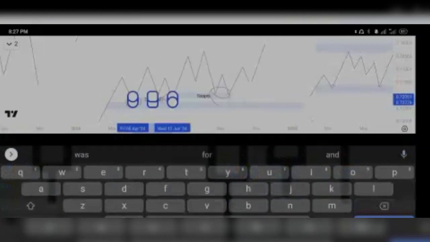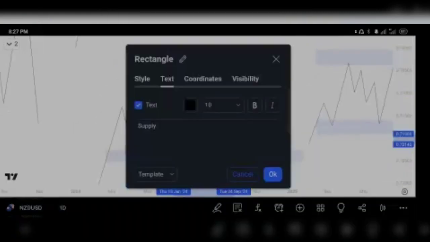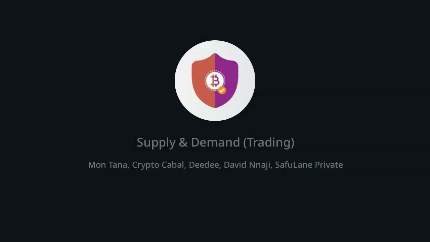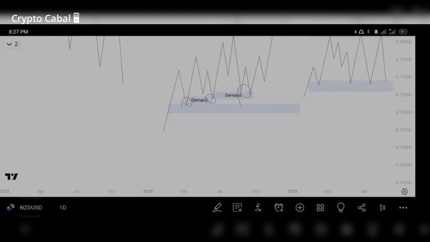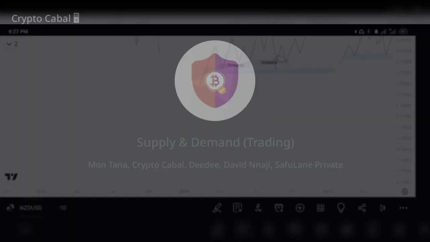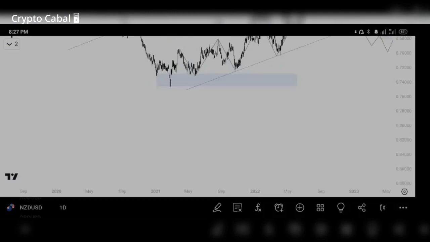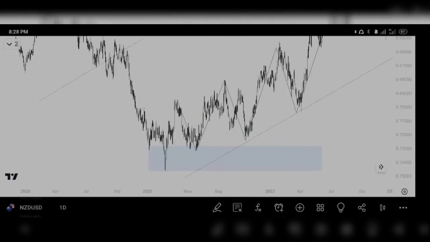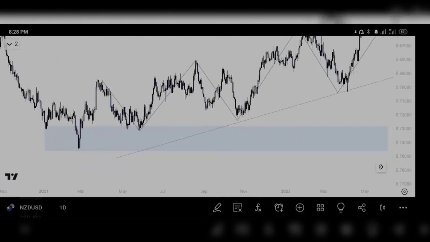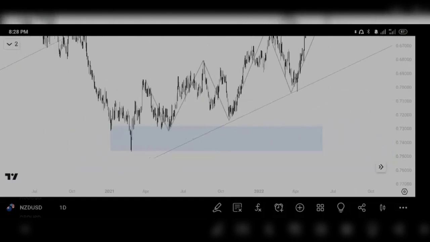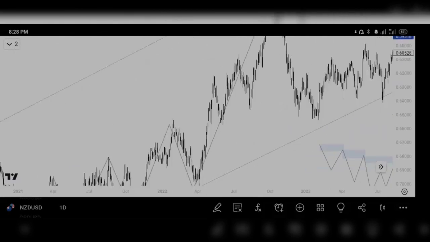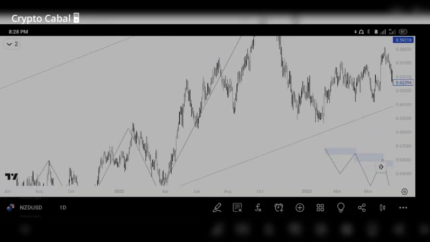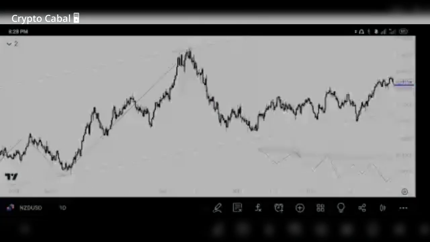Now, in the previous session, I was explaining on the live session, and I said when we are talking about demand and supply, we are also interacting the concept of support and resistance with it. And I said when you have your support and resistance and you have a supply or demand close to it, what should you do? You should pick the supply or demand that is very close.